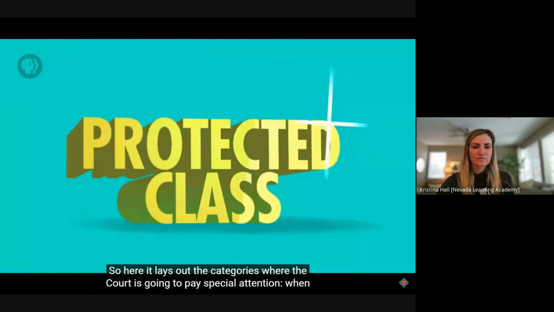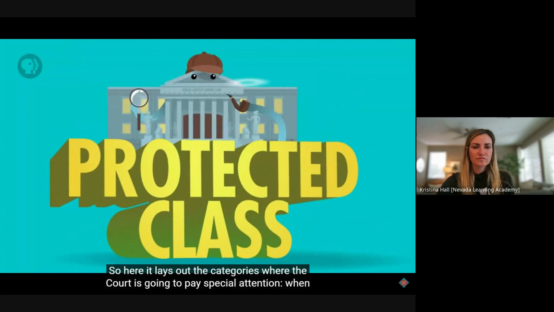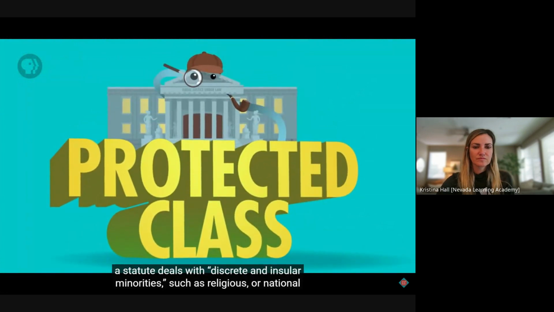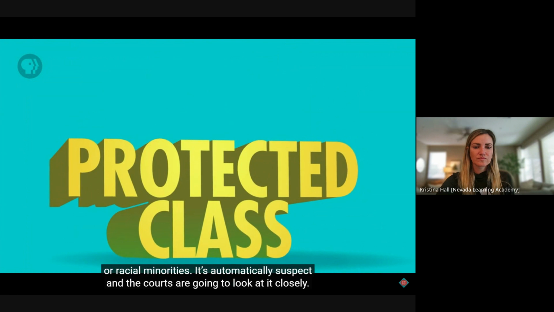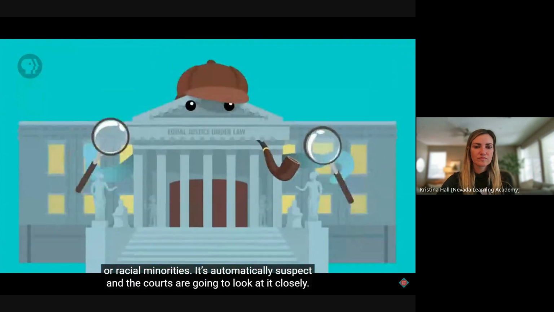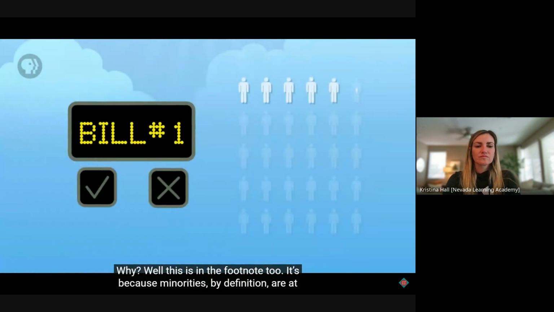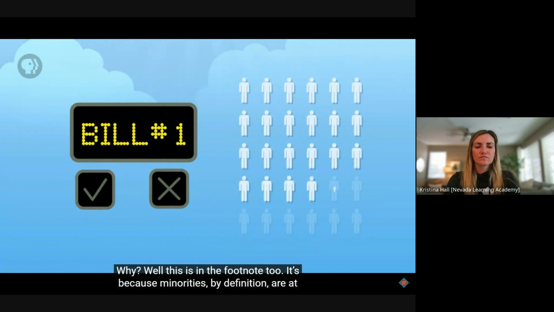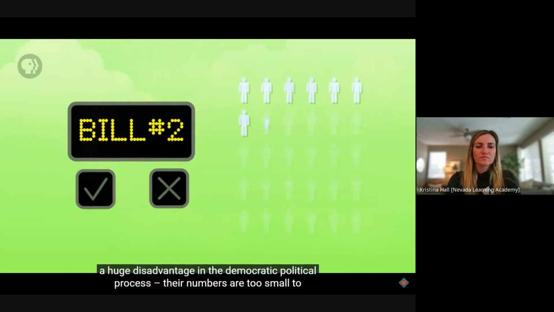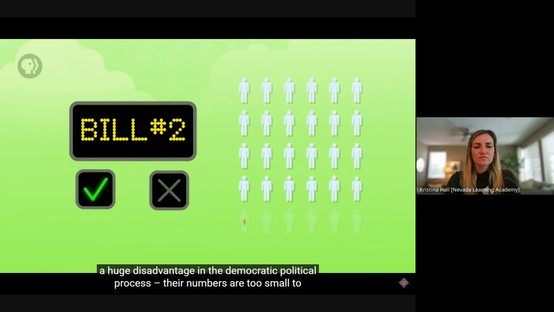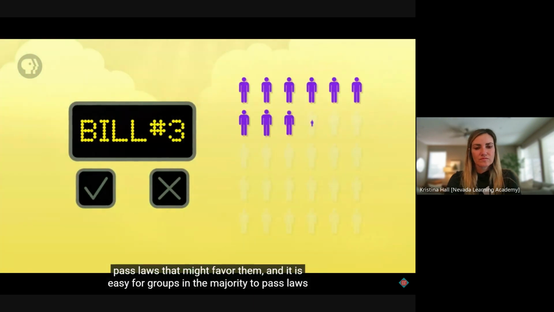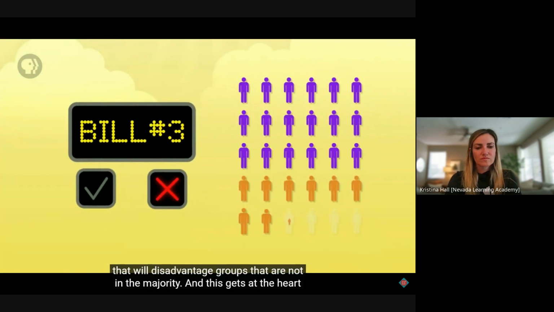So here it lays out the categories where the court is going to pay special attention when a statute deals with discrete and insular minorities, such as religious or national or racial minorities. It's automatically suspect, and the courts are going to look at it closely. Why? Well, this is in the footnote too. It's because minorities, by definition, are at a huge disadvantage in the democratic political process. Their numbers are too small to pass laws that might favor them, and it's easy for groups in the majority to pass laws that will disadvantage groups that are not in the majority.